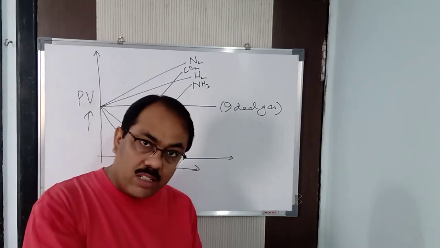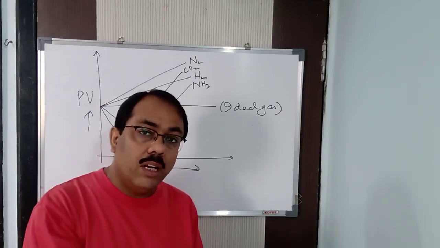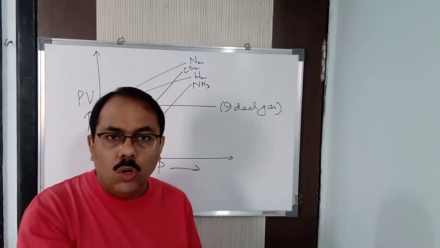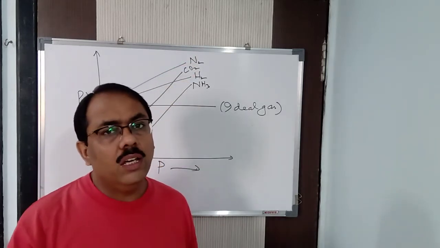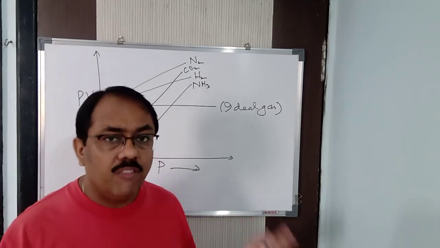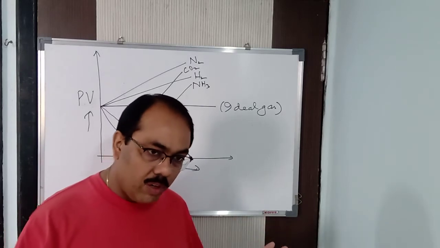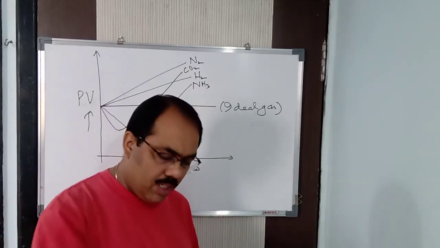You have read it in the lower classes also. Liquefaction, the process: how do we liquefy a particular gas? When the pressure is higher and temperature is low. When the temperature is lowered and the pressure is higher, then only the gases get easily liquefied. This is the condition for liquefying a particular gas. Pressure should be high, temperature should be low. That means it is a deviation from ideal behavior.